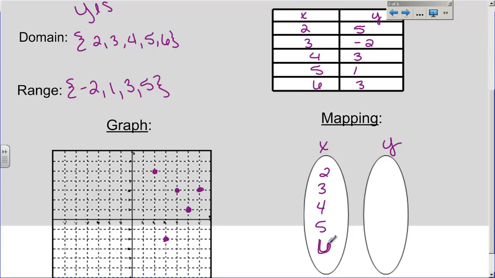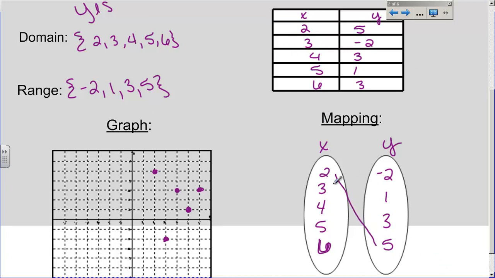And we're going to list our range just like we wrote it out when we wrote the range, in order from least to greatest and no repeating values. So I have -2, 1, 3, and 5. And a mapping is exactly what it says. I am going to map or show how these x's relate to these y's by drawing arrows. Which ones go with which? Well, from my table, the 2 went with the 5. So the 2 goes with the 5.